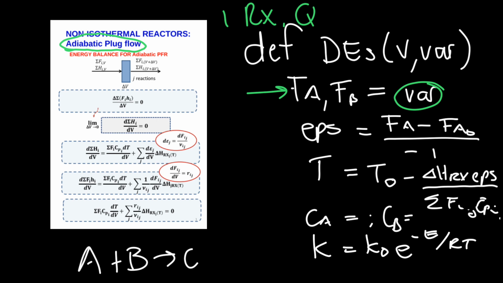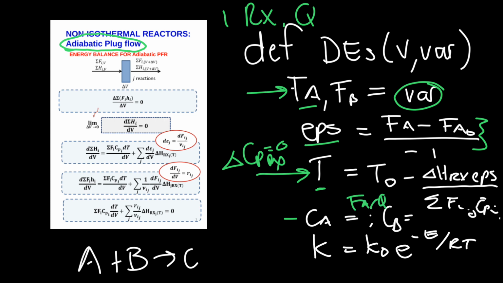now. Then once I have an FA, I can use an algebraic equation to calculate epsilon, and once I have my epsilon reaction coordinate at that point in the reactor, I can calculate the temperature using that approach that was explained in the first lecture video on this theme. This is of course true if del Cp of the reaction was equal to 0. Then I can calculate another algebraic equation for my concentration, which of course will be FA over Q, and for CB it's going to be FB over Q.